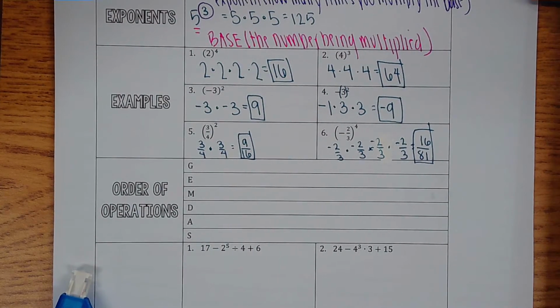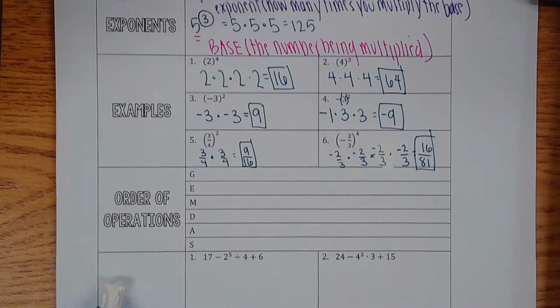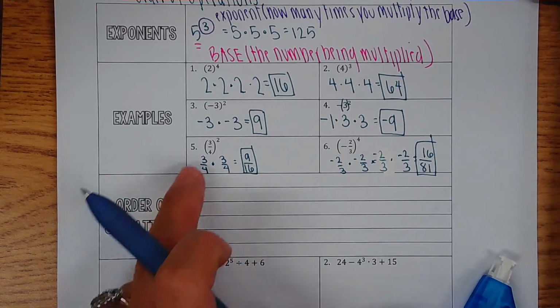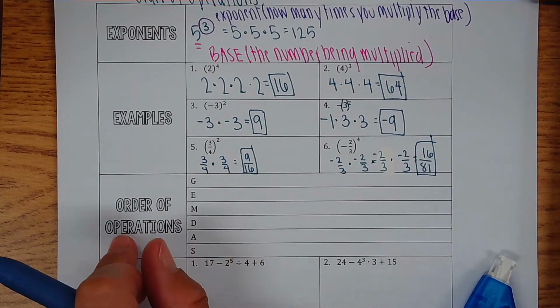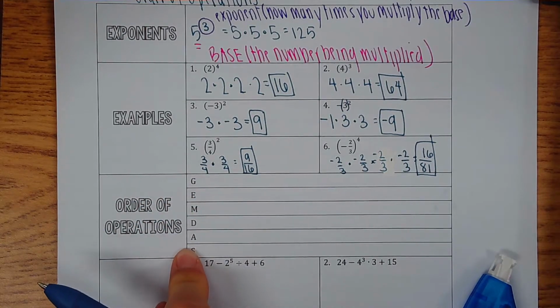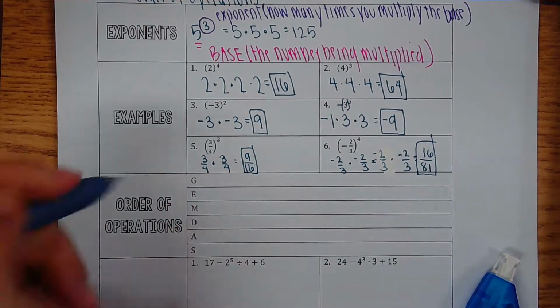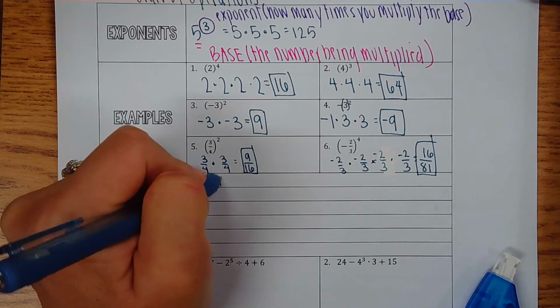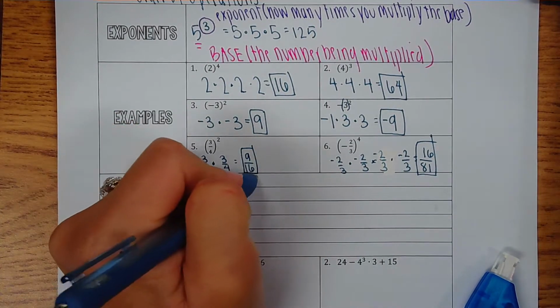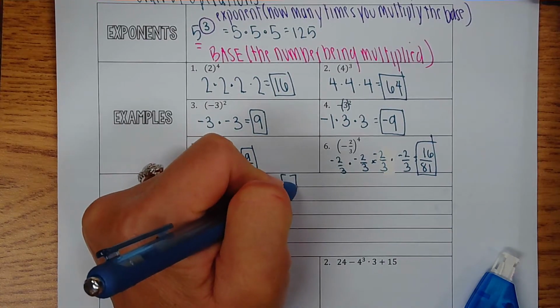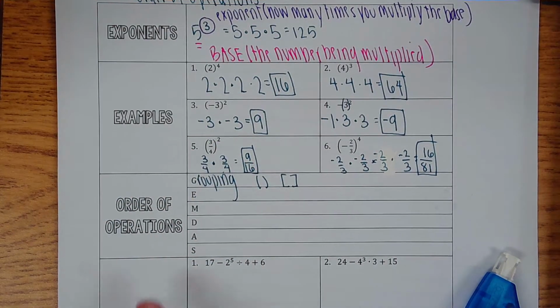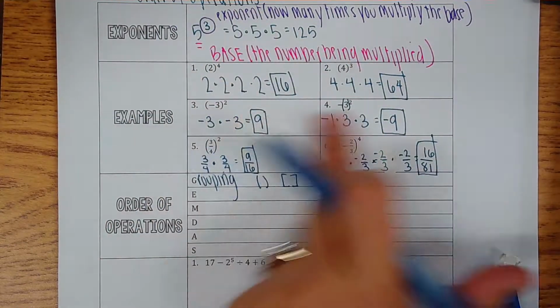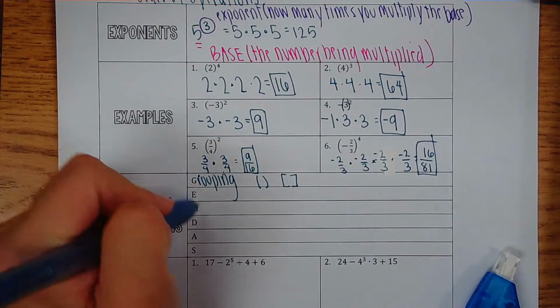Okay, so we talked a little bit about exponents. And the reason we're talking about those is because we're going to move into the order of operations, which I like to call GEMDAS. The G stands for your grouping symbols, which could be parentheses, it could be brackets. The E stands for exponents, everything that we just talked about right here.